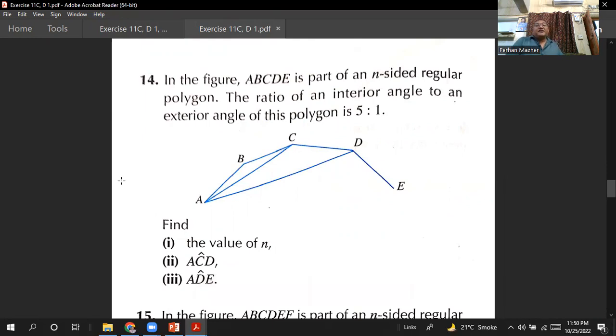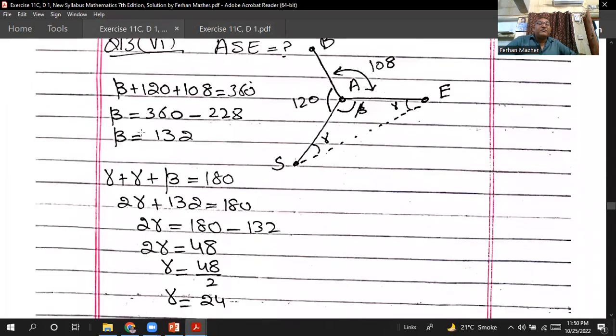In the figure, A, B, C, D, E is part of an n-sided regular polygon. The ratio of an interior angle to an exterior angle of this polygon is 5:1. So find the value of n. Very simple. The ratio of the interior angle and exterior angle is given. So very straightforward, simple question.